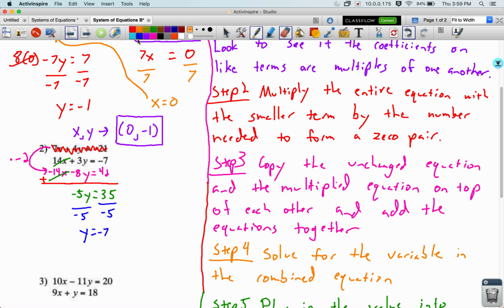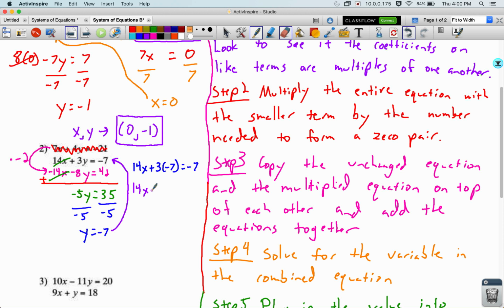Plug that back into either of the equations. I know I crossed out that top equation, but you could still plug it back into that one if you wanted. I'll plug it into this one, which you can still see the numbers for, and I get 14x plus 3 times a negative 7 equals negative 7. And let's finish solving.